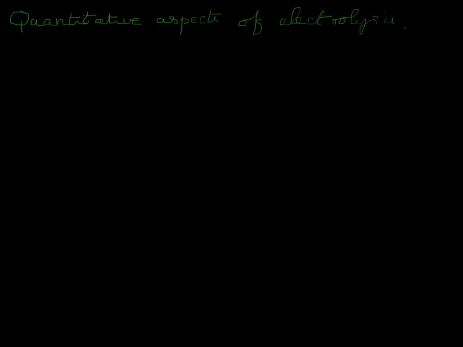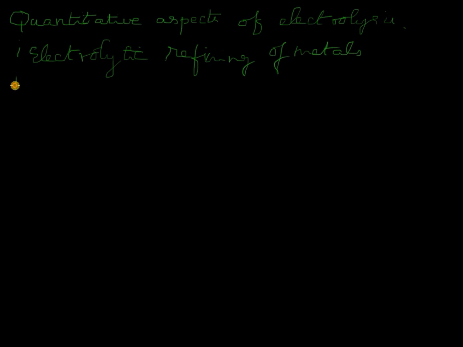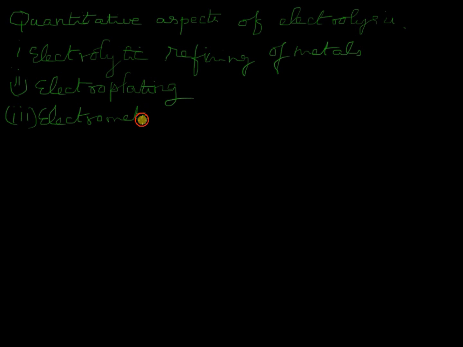Electrolysis has wide applications. As you know, first, electrolytic refining of metals like copper. Secondly, electroplating. It has very wide application in industry. Thirdly, we can say electrometallurgy. Especially the alkaline and alkaline earth metals can be obtained only by electrolytic reduction. That is what we mean by electrometallurgy.